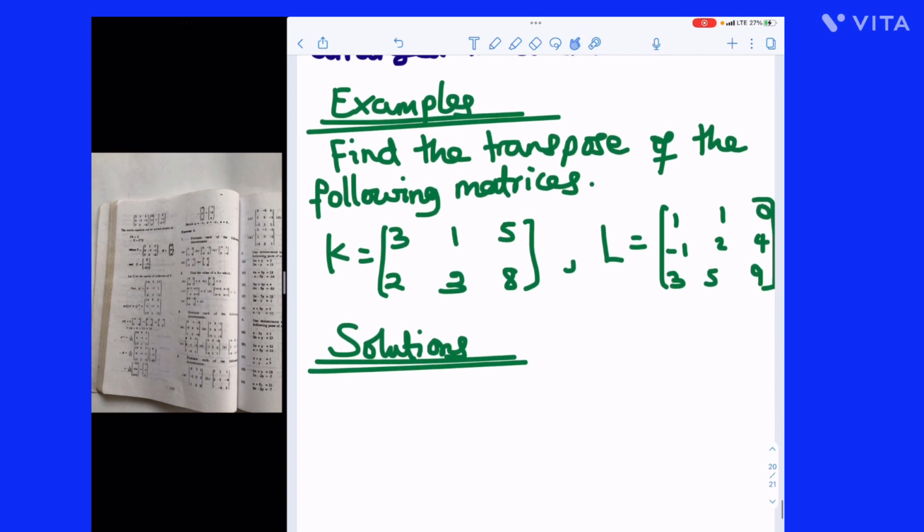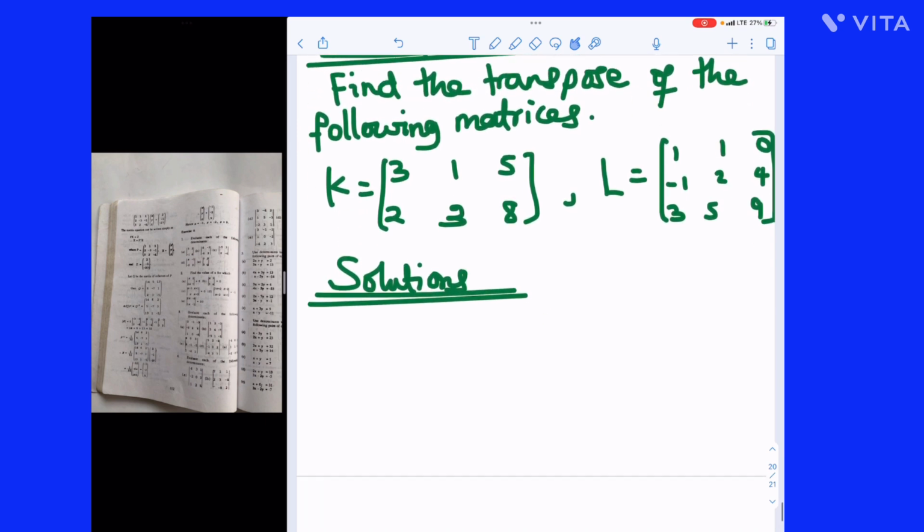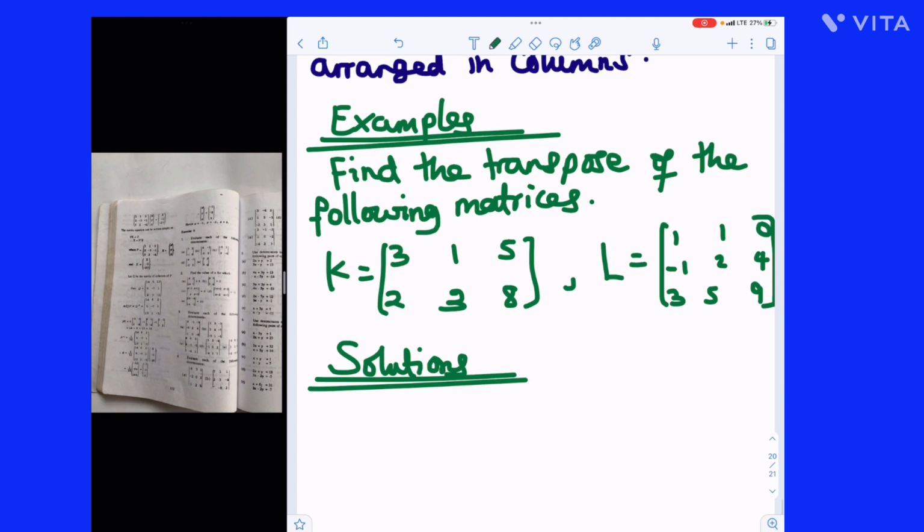It's a simple concept. So given the matrices here, K and L, let's find the transpose of K. The transpose of K is called KT, which is K transpose. I'll go ahead and change the first row to the first column. So I'll write 3, 1, and 5 here. Then this second row, I'll make it my second column: 2, 3, and 8. So this is K transpose.